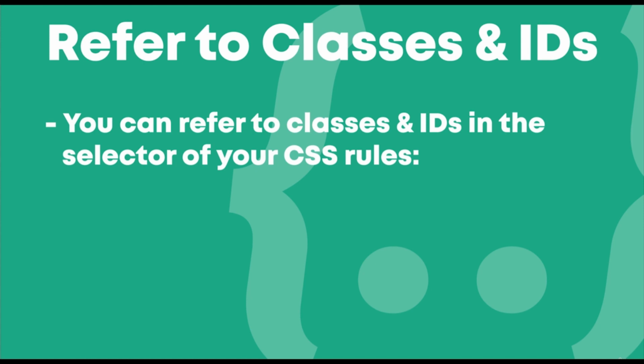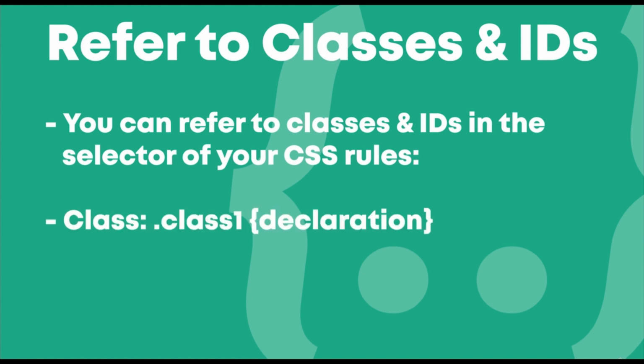When you want to select a class to style, you need to write a dot and then the class name as selector name, followed by the declaration. If you want to select an ID name, you can write a hashtag and then the ID name as selector, as you can see here.